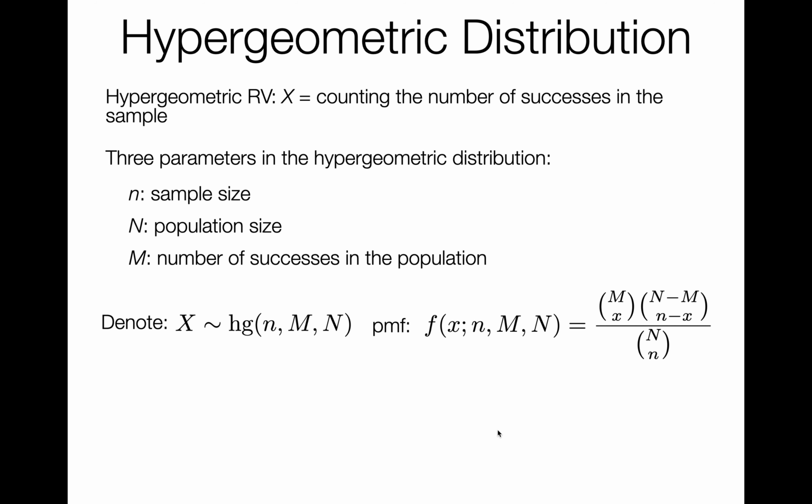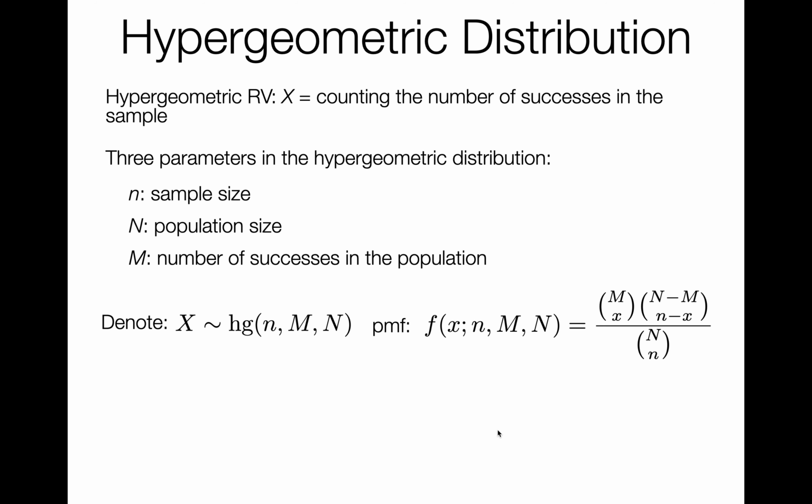Okay, here's the PMF, and it's interesting. Again, we've got a number of choose terms here. We've got M choose x, times N minus M choose n minus x, over N choose n. And they all have a significance that we can talk about, to reason through why the PMF looks like this.